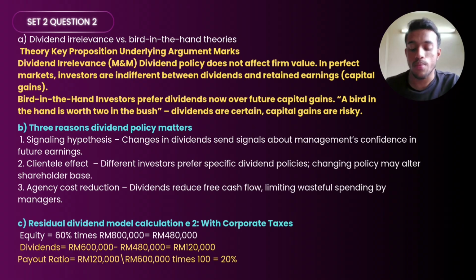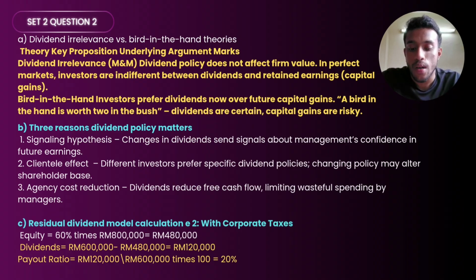And in the B part, there are 3 reasons dividend policies matter. The first one is signaling hypothesis. Here, changes in dividends send signals about management's confidence in future earnings. And clientele effect. Here, different investors prefer specific dividend policies. Changing policy may alter the shareholder base. And the third one is agency cost reduction. Here dividends reduce free cash flow, limiting wasteful spending by managers.